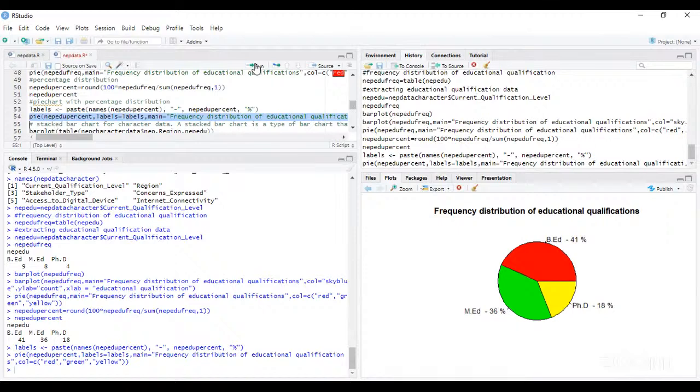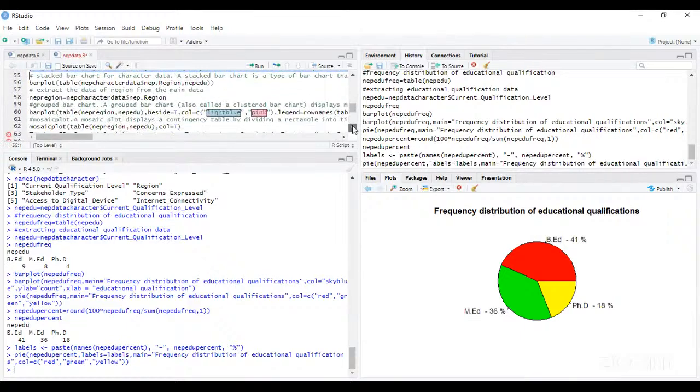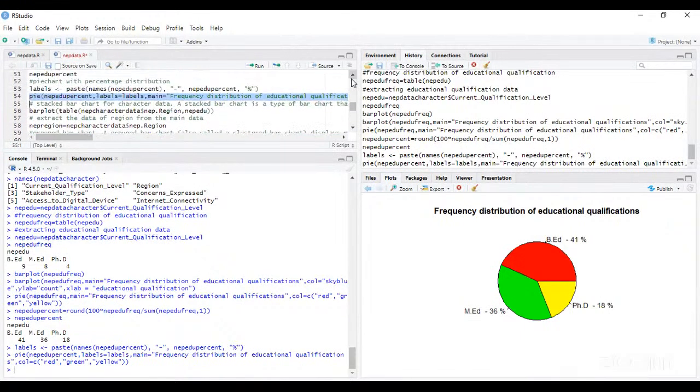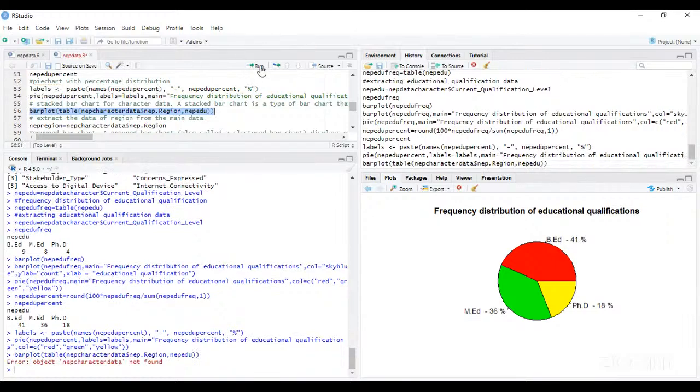Now we will go to the next thing, the stack bar chart for the character data. Ma'am, please scroll down a little bit, yeah, go up a little bit. Now you select the 56th line. Now run. NEP data character.